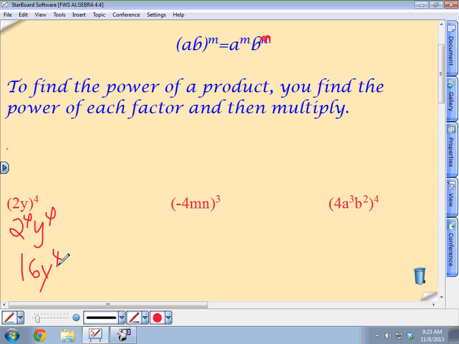Okay. Who hasn't gone yet? Alex. Negative 4 mn cubed. What's that going to be?